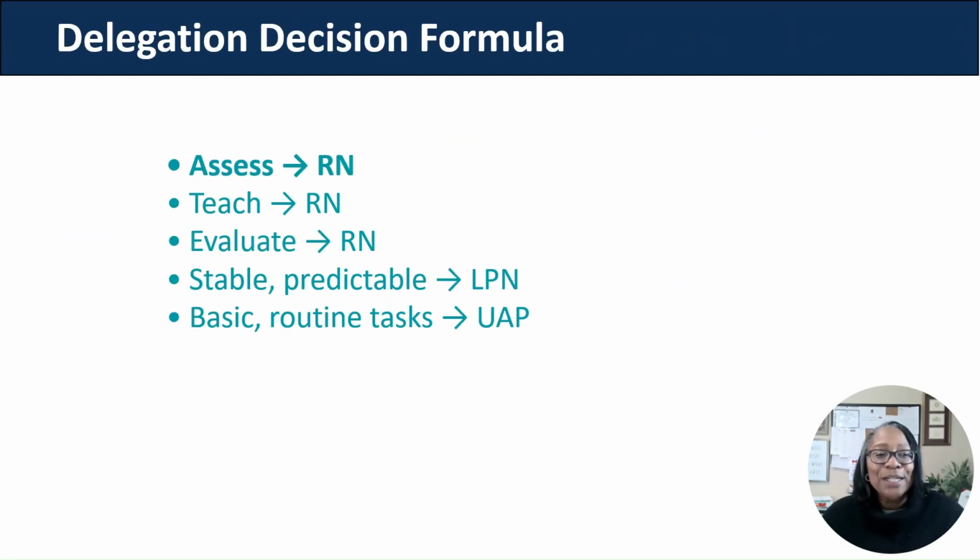All righty. So when we're looking at that delegation decision formula, think of it like this. If it involves assessing, teaching, evaluating, or an unstable patient, that is always the RN. If you're looking at a predictable and stable patient, that's an LPN. And if it does not require clinical judgment, that's your UAP. This formula alone can answer approximately 80% of the NCLEX delegation questions. So try to keep it to memory.